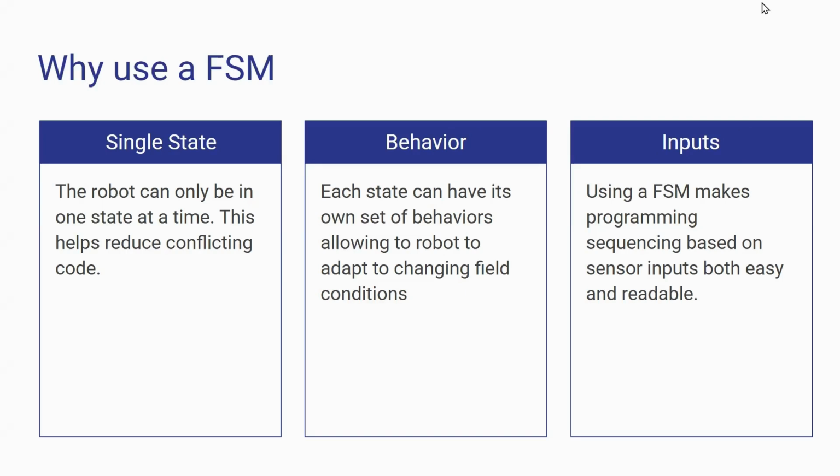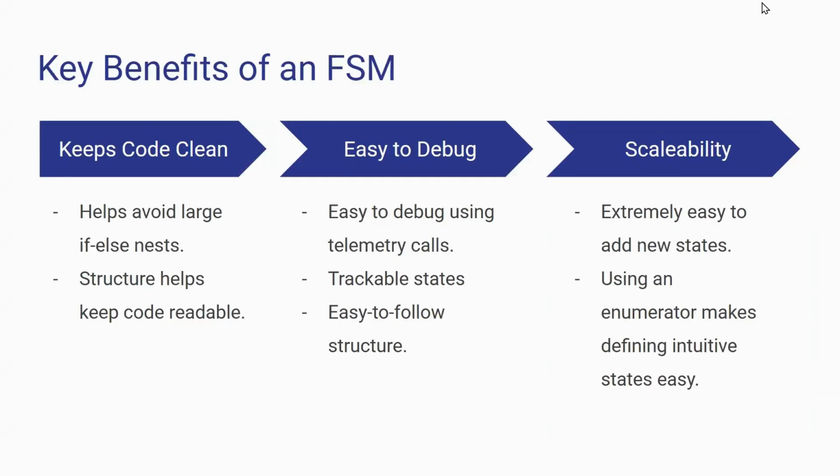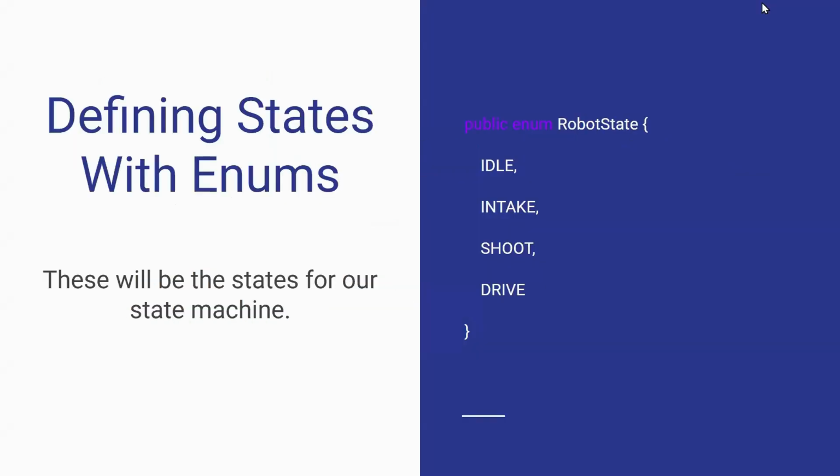So FSMs really get rid of the long line of if statements that you would have to do otherwise to set up complex automations. So it keeps code clean and readable. It's easy to debug because it's only in a single state at once, so there's only one point of failure at a given time. And it's also scalable. You can keep adding states to meet whatever behaviors you want to.